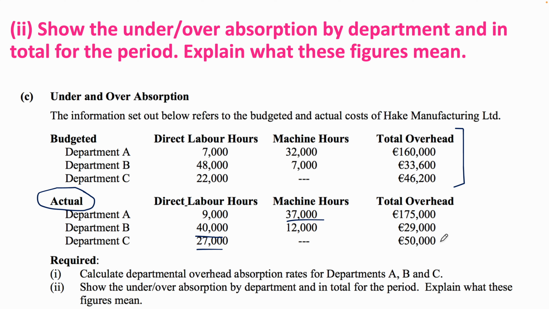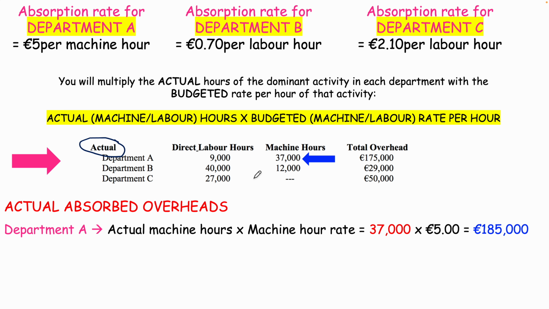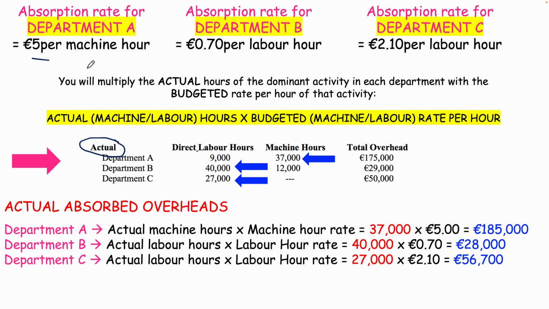So what we're going to do is take the rates from part A and multiply them by the actual hours to see what the management accountant would have thought they could have come in at. Here are the actual hours, so we'll be able to compare. We're going to take the actual amount of hours and multiply them by the rates that we came up with in part 1, okay?